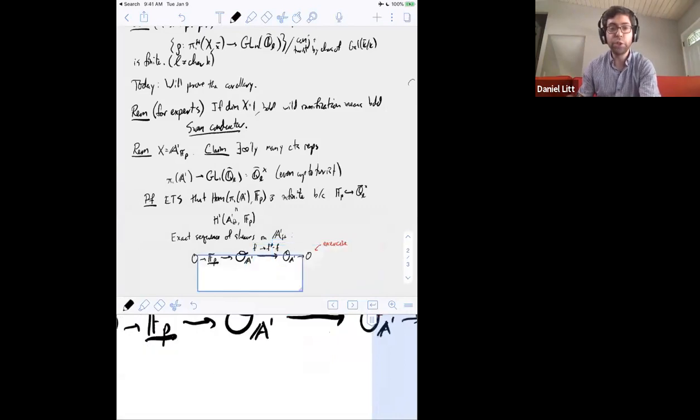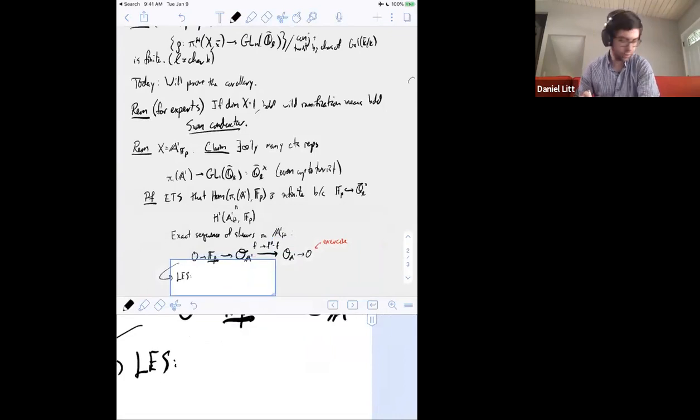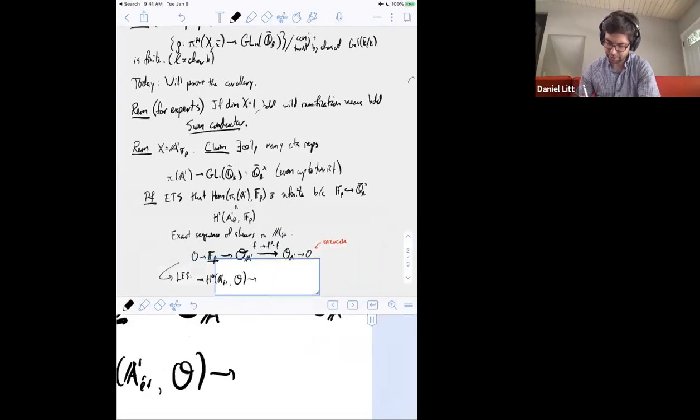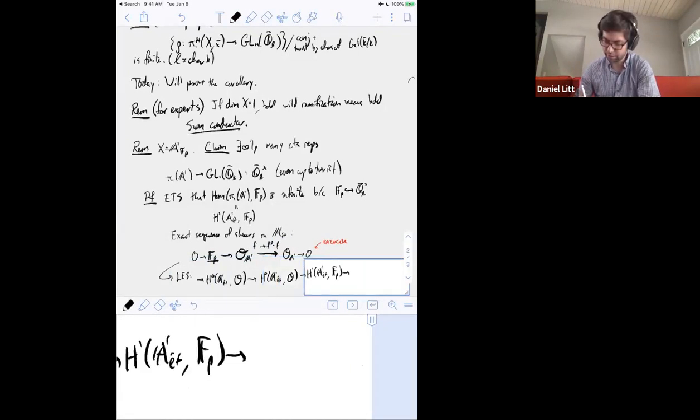Okay, so if you have a short exact sequence of sheaves, you get a long exact sequence of cohomology groups. And the interesting part looks like H0 of A1 with coefficients in O, that maps to H0 of A1 with coefficients in O, and that maps to H1 of A1 with coefficients in FP. That's the thing we're interested in. And that maps to H1 of A1 with coefficients in O.